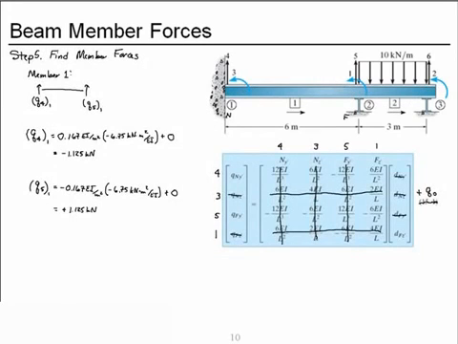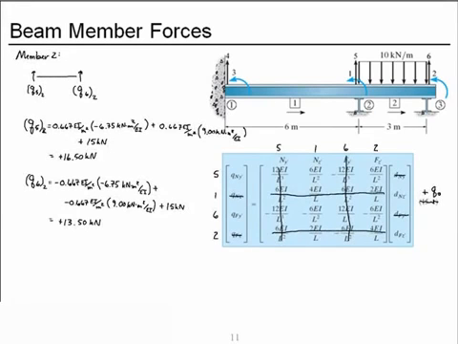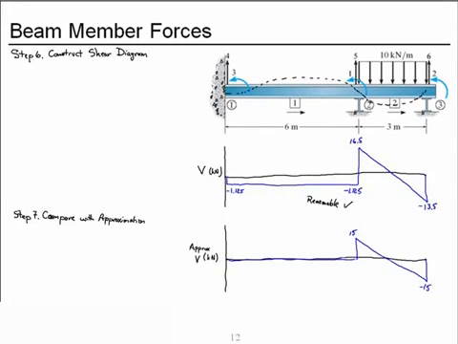And then we used those deformations with the element stiffness matrices, or actually part of the element stiffness matrices, to find the member forces that are the shears at the ends of the members. And we started with member 1, then member 2. We then used that information to construct the shear diagram, and then we compared it with the approximation that we created in step 1, and we found that our results from the stiffness method are reasonable. Well done.